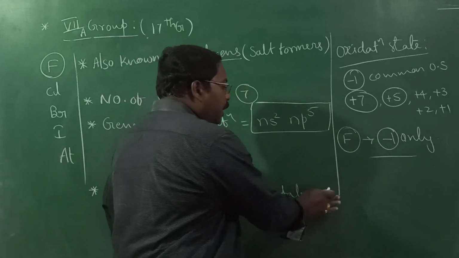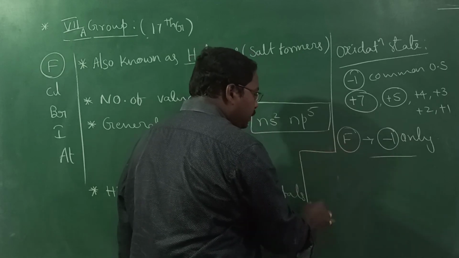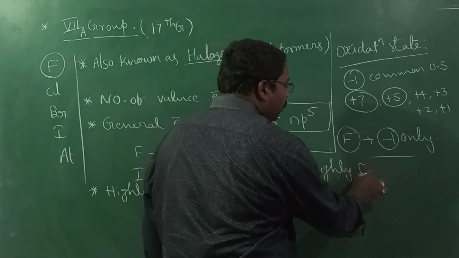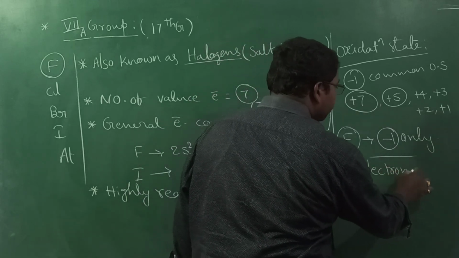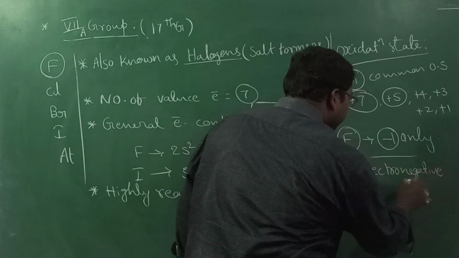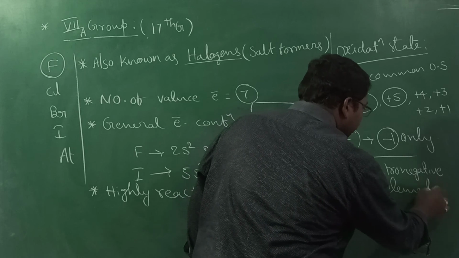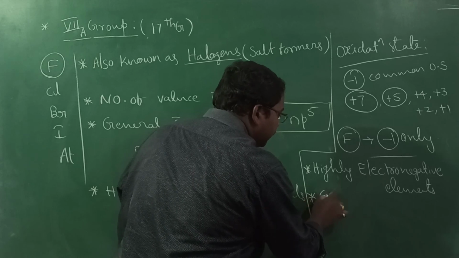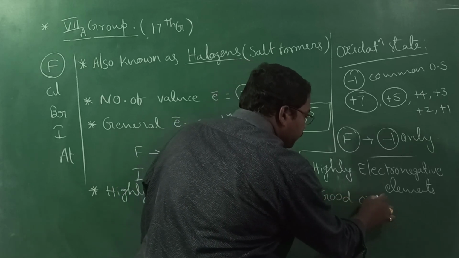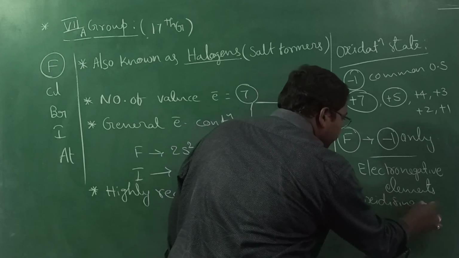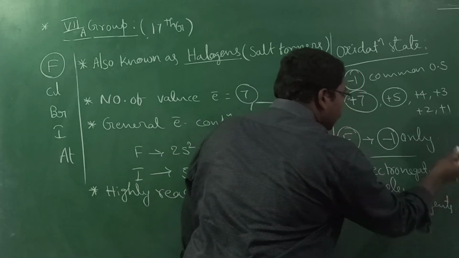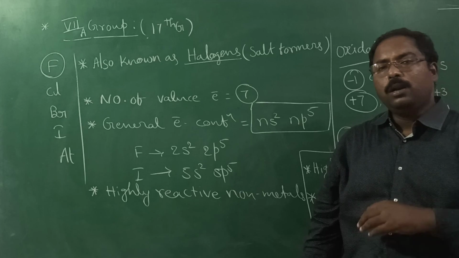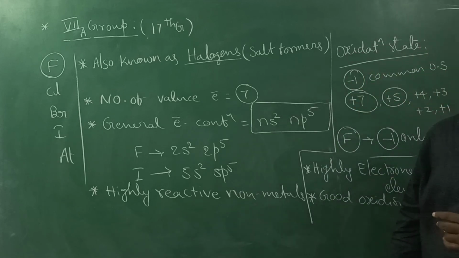One more important point about these 17th group elements is these are highly electronegative elements. One more point, these are good oxidizing agents. First A group elements are good reducing agents, but 17th group elements are good oxidizing agents. Note down.